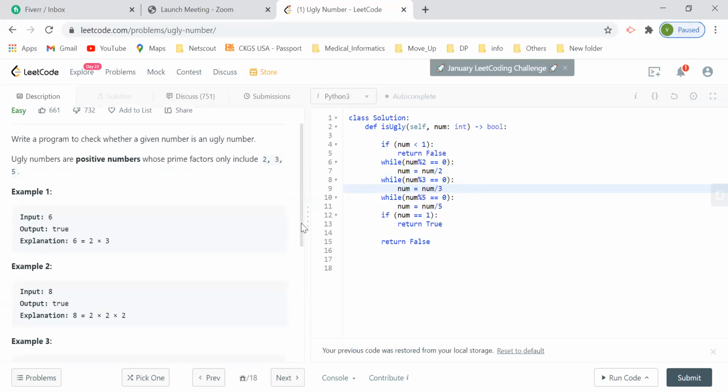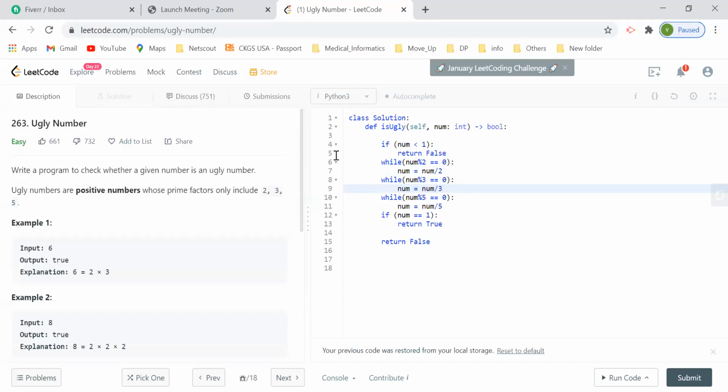So basically we try to find out the factors, right? That's the point. So we try to divide until the number is no longer divisible by 2. Then we divide until it is no longer divisible by 3. Then we divide until it is no longer divisible by 5, right? Once after that, if the number is not 1, then it has some other factors. Yeah. That's what it means.